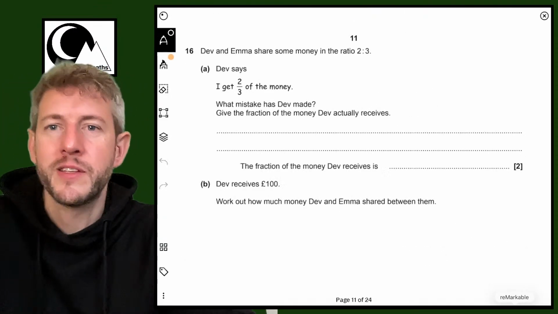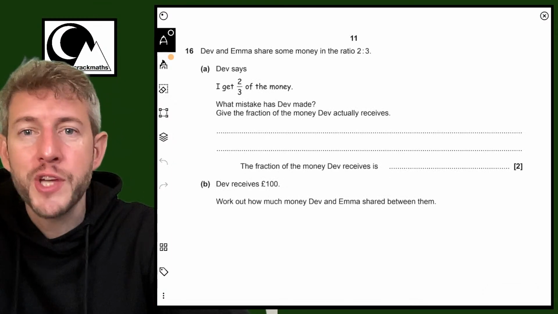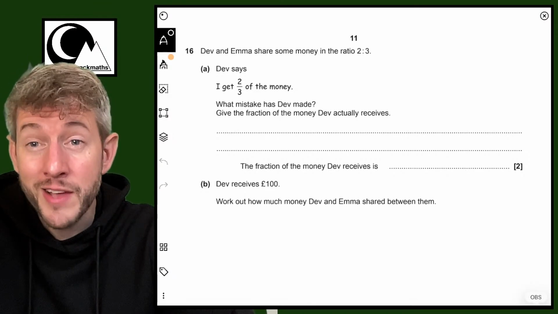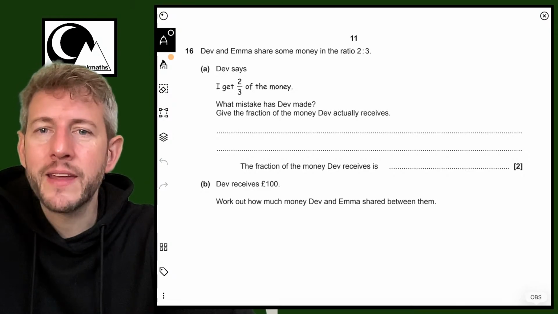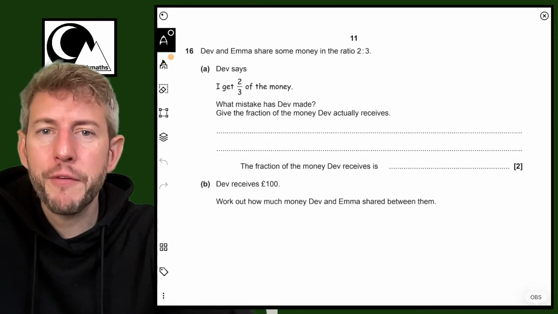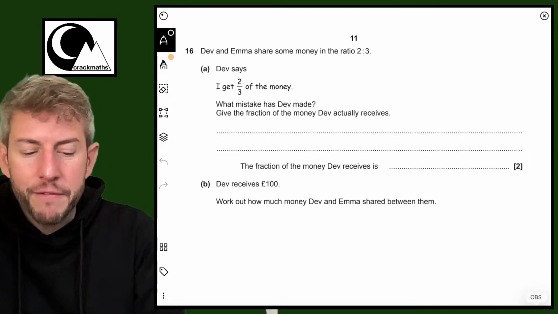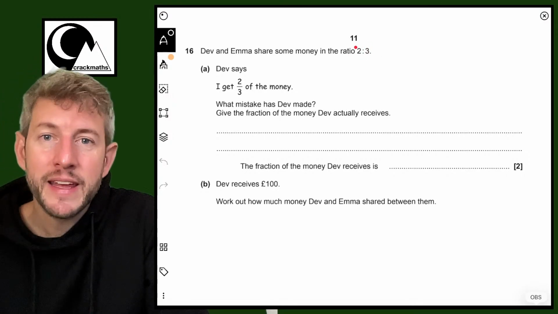In question 16, it says, Dev and Emma share some money in the ratio 2:3. Dev says, I get 2/3 of the money. What mistake has Dev made? Give the fraction Dev actually receives. So Dev has just assumed that there's 3 parts to this ratio and he gets 2 of them.